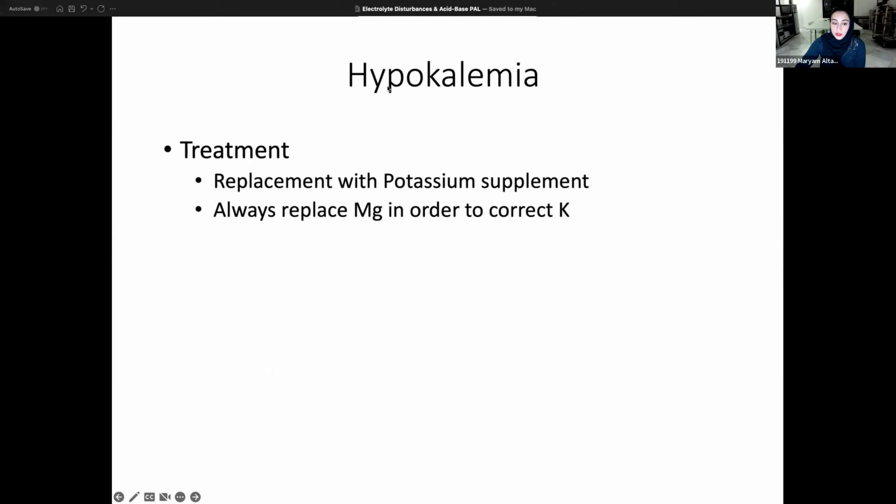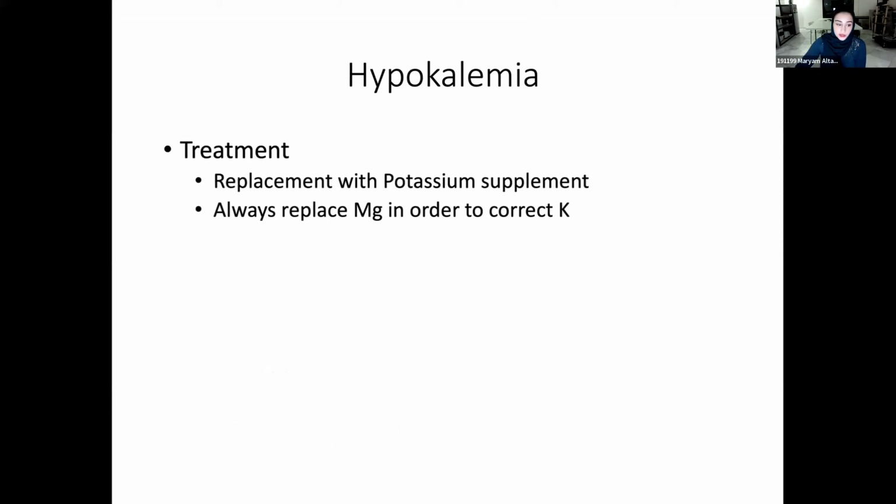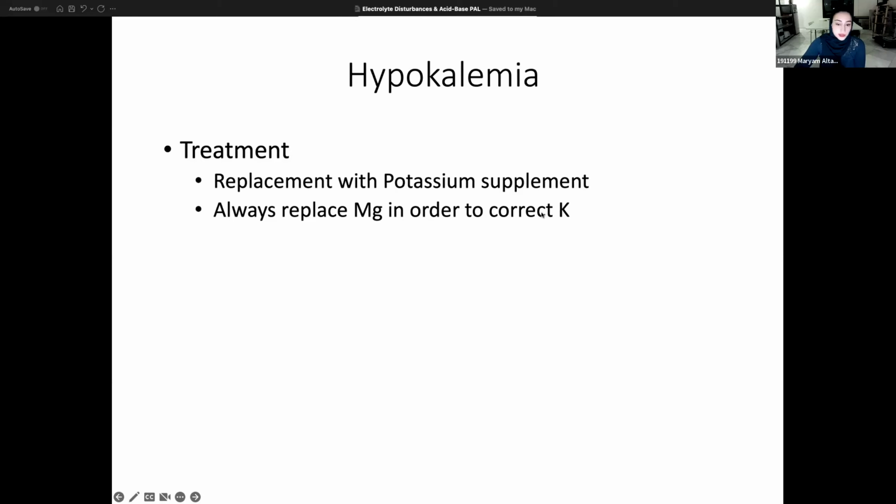So hypokalemia treatment: replace with potassium supplement, so KCl, but always correct magnesium first, because like I tried to explain, if you don't correct magnesium, then no matter how much you correct the potassium, it's going to be useless. And this is the case in 40% of patients. So make sure you always check magnesium in the electrolyte panel in a patient with hypokalemia.